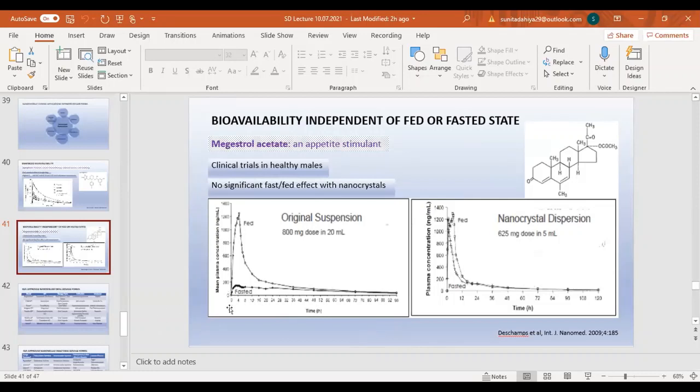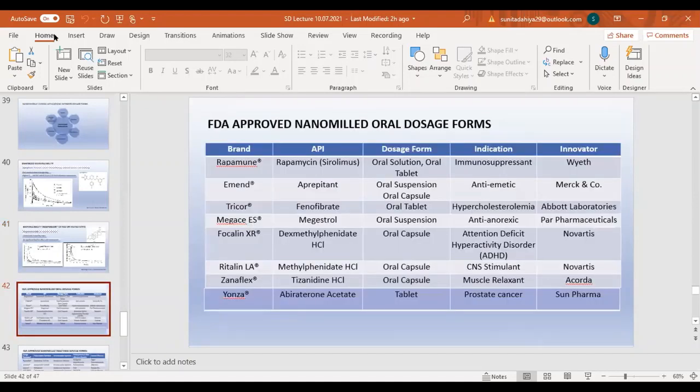So here you see the fasted state, the absorption is quite low compared to the fed state. So there is a significant difference in the absorption when the drug is taken in fasted state and fed state. You see here, in case of the nanocrystal, in the fasted state and fed state, there is no significant difference if you see the maximum plasma concentration here. So we can say that the fasted-fed conditions are also eliminated with the nanocrystal production.